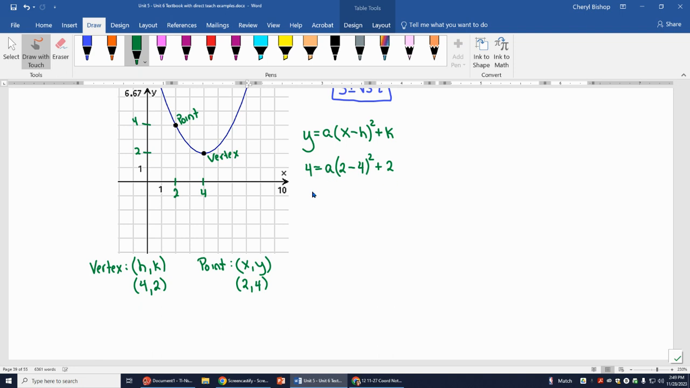Okay, and now I'm going to solve this for a. So 4 equals a times negative 2 squared plus 2. So 4 equals, negative 2 squared is 4, so that's going to become 4a plus 2. Okay, then I'm going to subtract the 2 on both sides, trying to solve for a. That is going to give me 2 equals 4a, divide by 4.